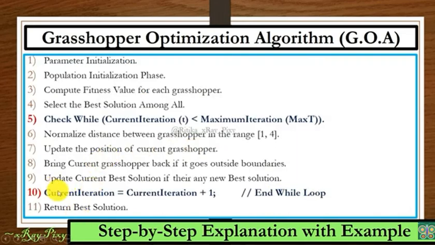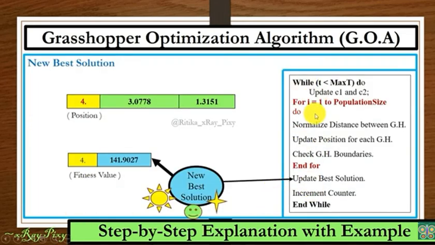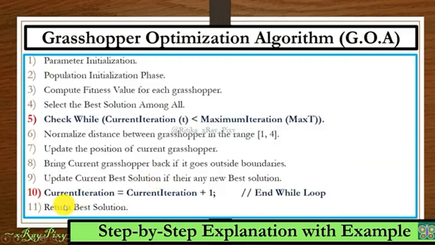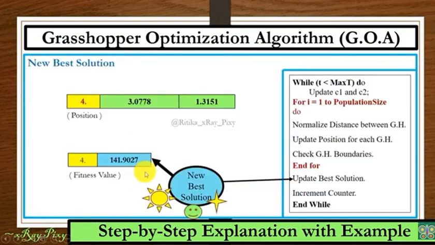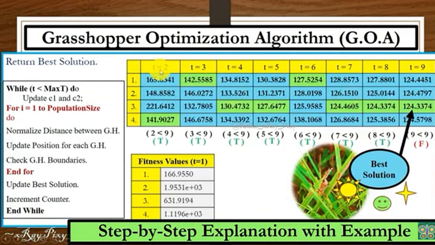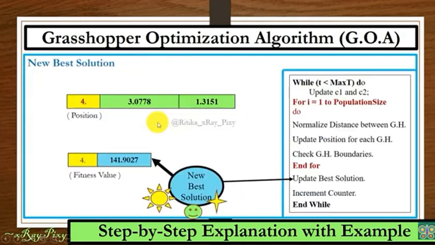As you can see, if this condition is true, again we will move inside this loop, and again we will compute all the values. If this condition is not true, we will print the best solution that we computed here, that is this one. As you can see, we computed the values up to 9 iterations. Here you can see the current iteration is 2 and the maximum number of iterations is 9. And we got the best solution, this one.